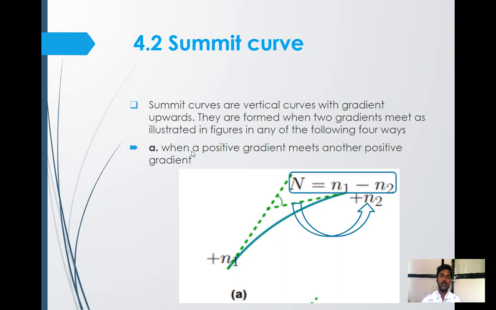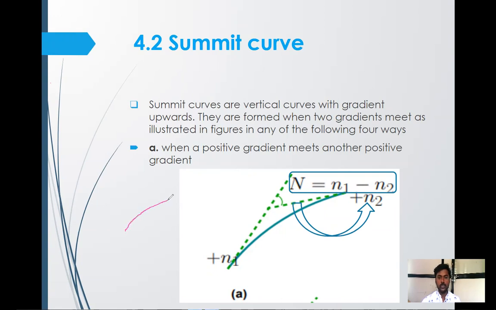We will see. The first one is when a positive gradient meets another positive gradient. See here how it becomes. This is rising, that is a positive gradient, and it meets another positive gradient here. Suppose this is n1, plus, and this is also plus, suppose n2 gradient. So this will form the summit curve. This is the first condition. If you want, you can write.